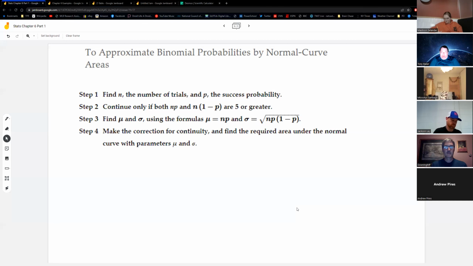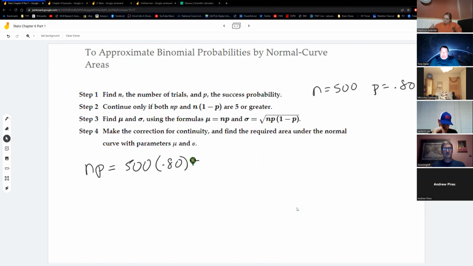So for the problem that we were just doing, N was 500 and P was 0.8. So they gave us those. Now we have to figure out two pieces of information to make sure this works. NP and N times 1 minus P both have to be greater than 5. So NP is 500 times 0.80, which is 400. And N times 1 minus P is 500 times 0.20, which is 100. So they both work. They're both greater than 5.